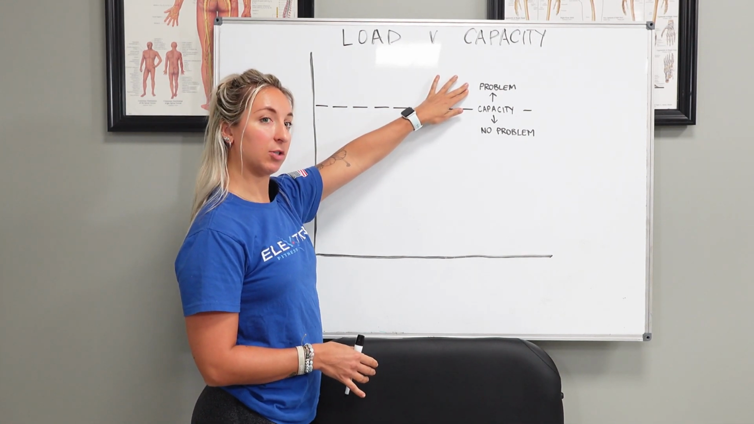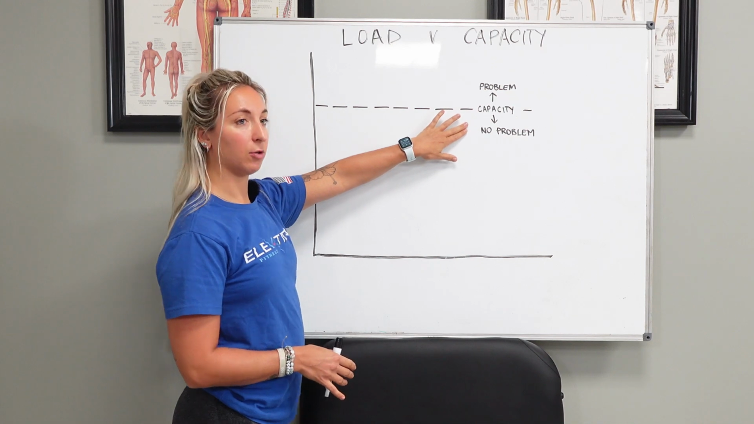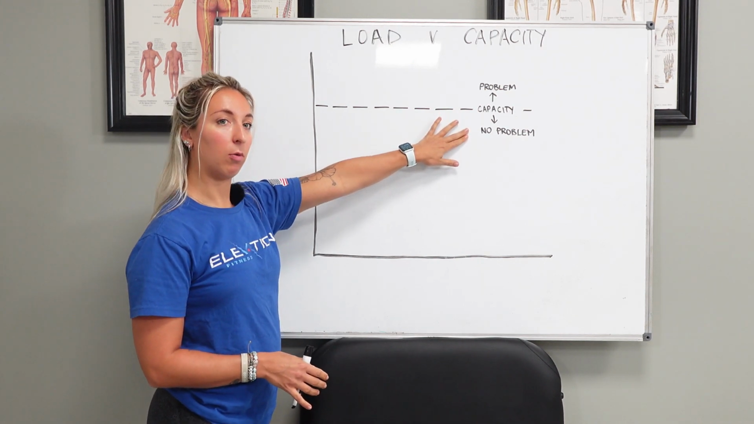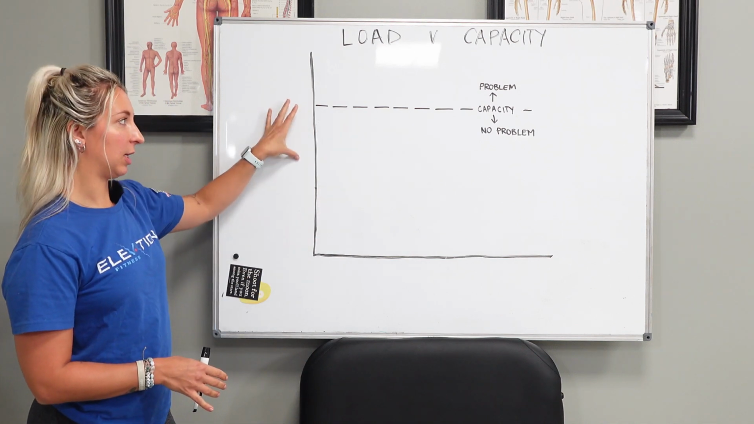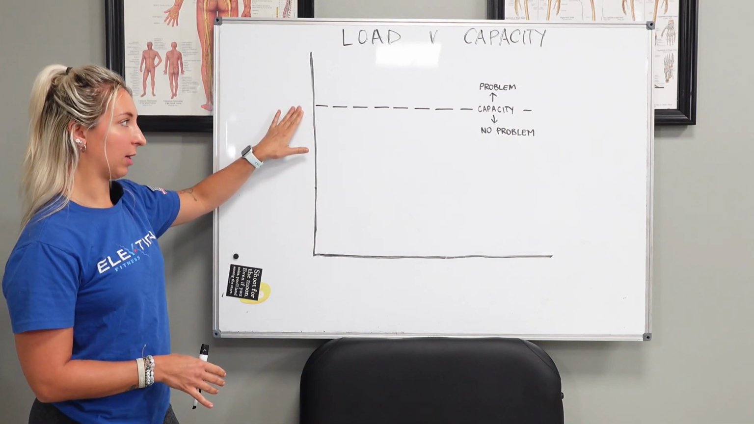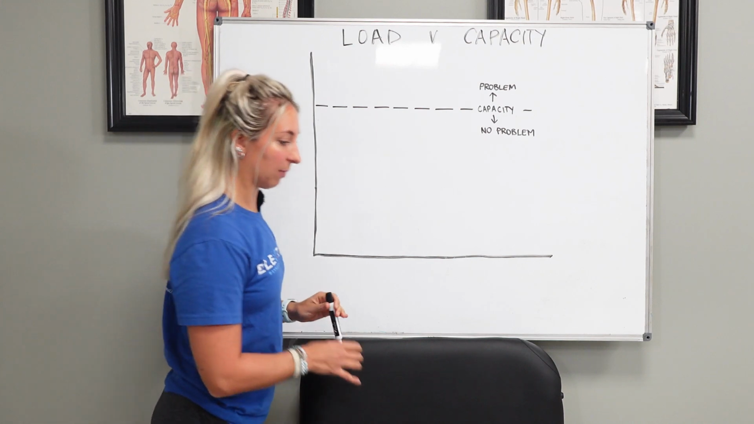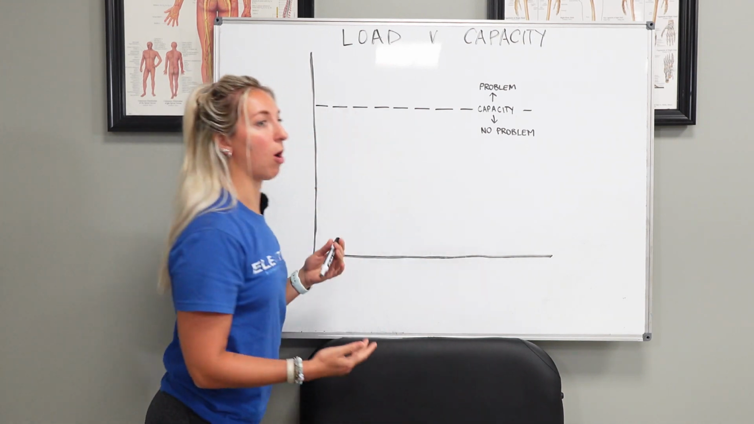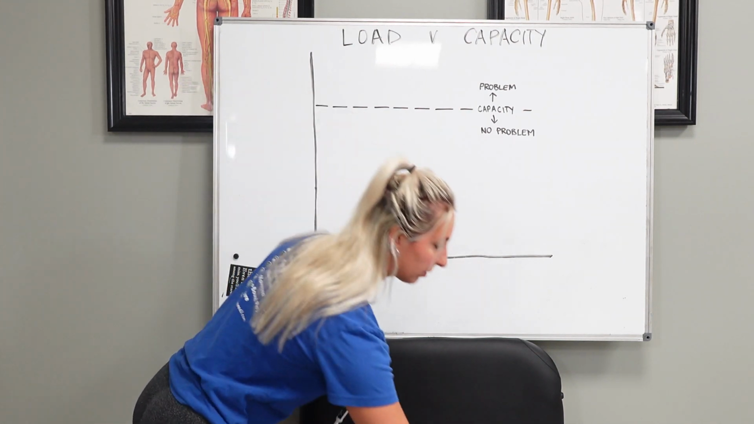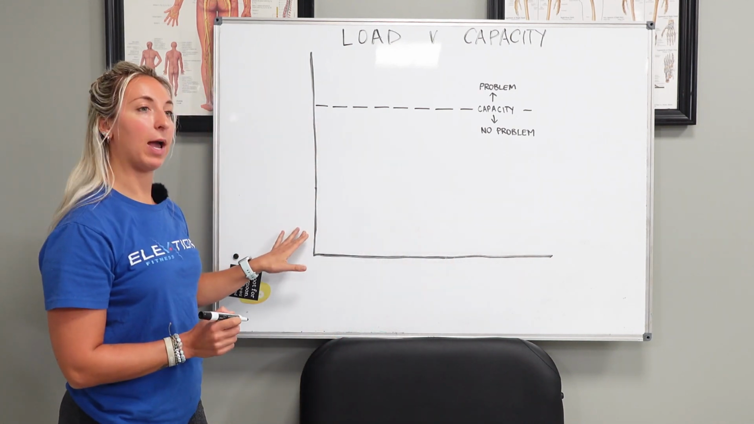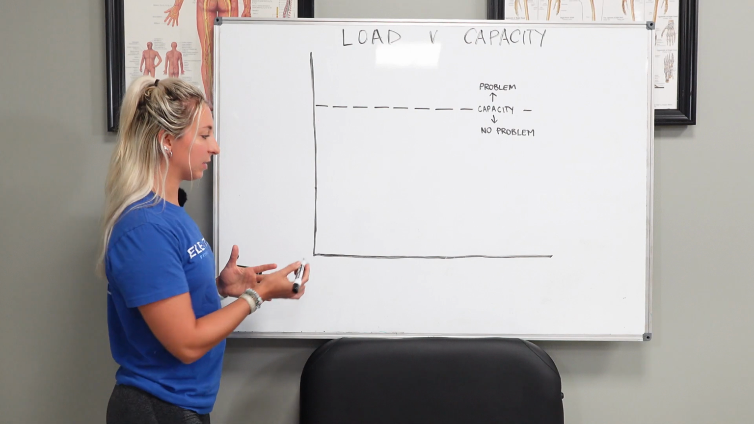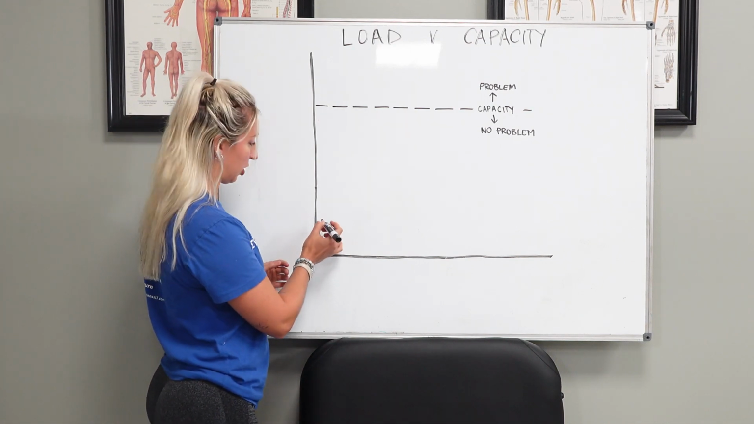A problem would be potential for injury. If we stay under the line, no problem, no pain, no injury. We're going to have different factors leading up to the capacity line. Everybody's going to have different capacities, or loads as we'll call them, depending on their life. The first load at the bottom, everybody's going to have this: anatomical dysfunction.